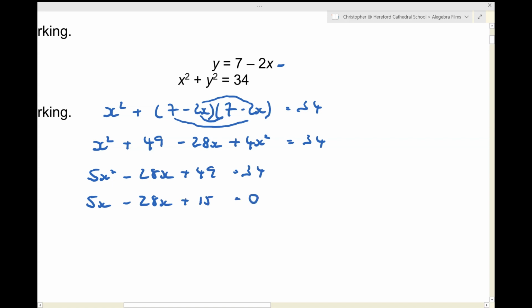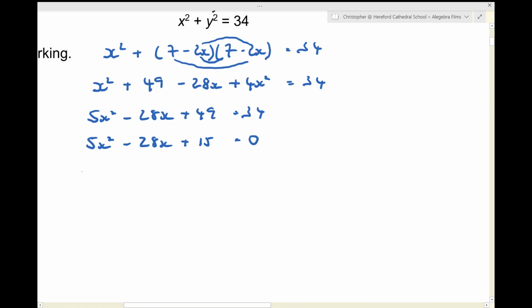Okay, there's a quadratic equation. Now, can I factorise that? Well, it's worth a try because I've got 5x squared, so that can only be 5x and x, and I've got 15 here, so possibly 5 and 3. If I combine the 5 with the 5x, then that's 25, and 3 would make 28, and they're both negative. So my solutions to this equation are that either x equals 5 or x equals 3/5.